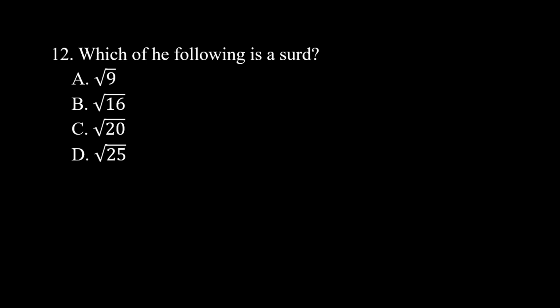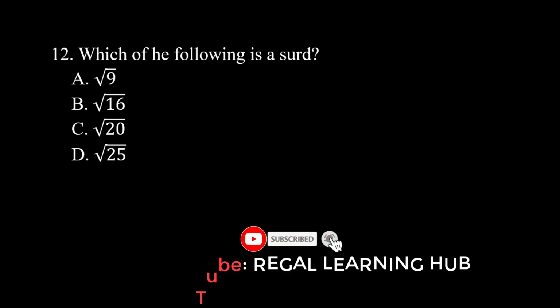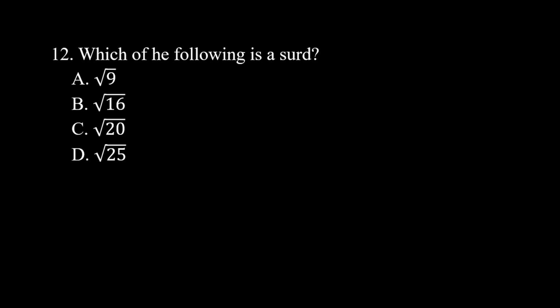Question 12. Which of the following is a surd? A. The square root of 9. B. The square root of 16. C. The square root of 20. D. The square root of 25.